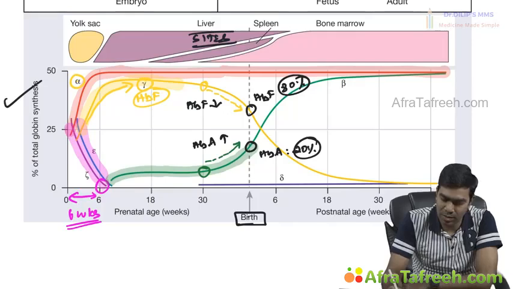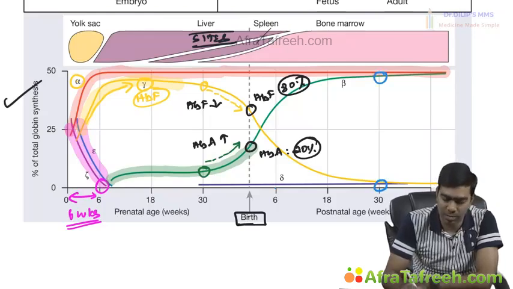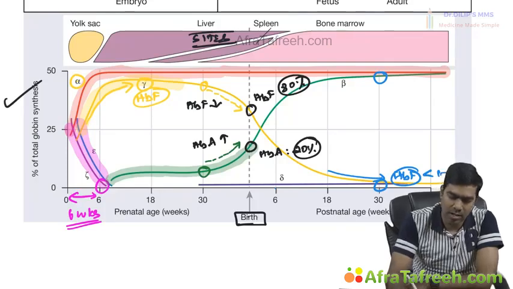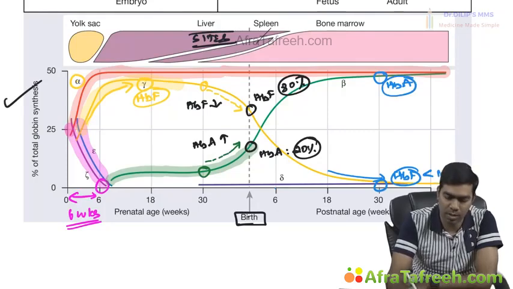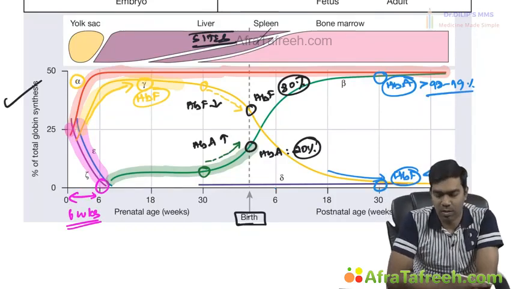In the postnatal period, by around 6 weeks of age the transition is going on, and by around 30 weeks your transition is nearly complete, where HbF has regressed to almost baseline value, approximately less than 1 to 2%, and HbA has become the predominant hemoglobin, approximately more than 98 to 99%. So HbA has completely taken over by around 30 weeks of postnatal age. This is a very important image to know.